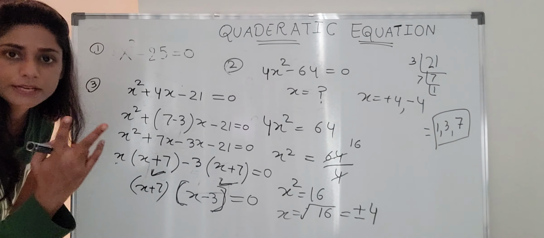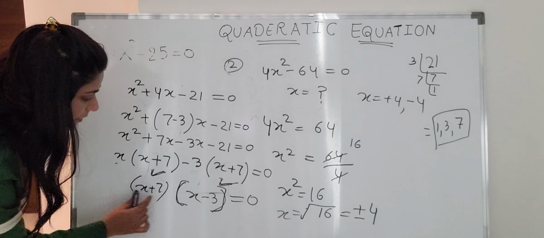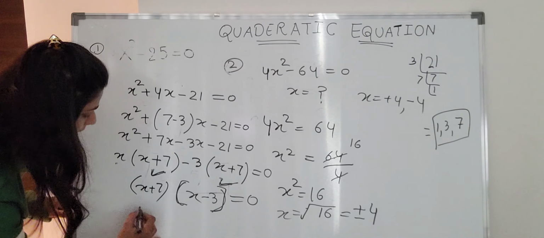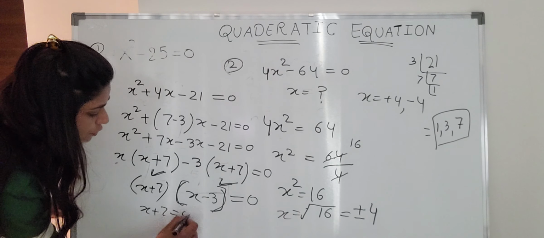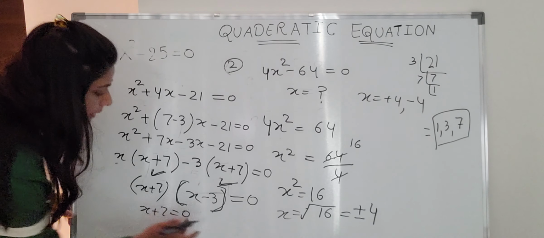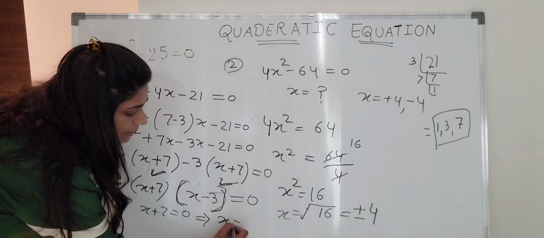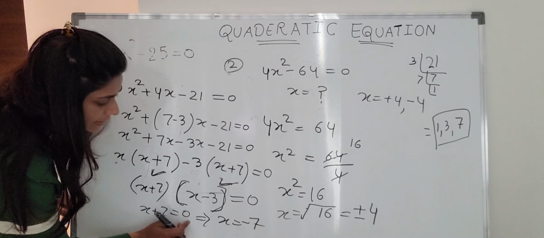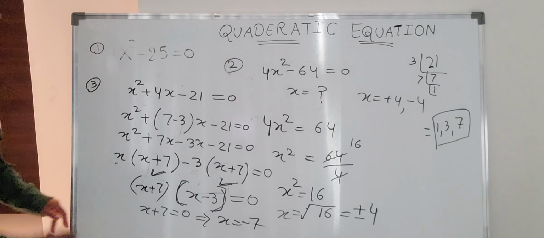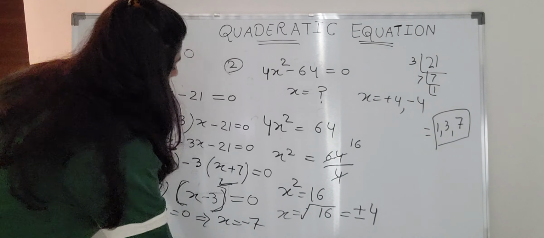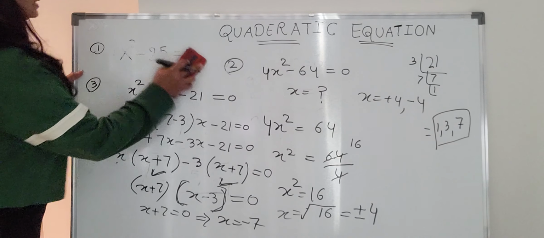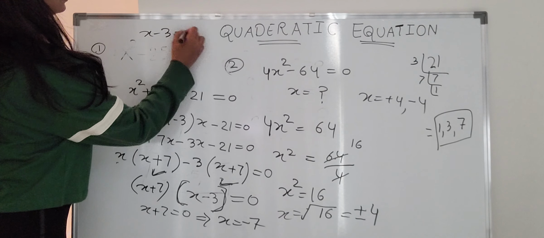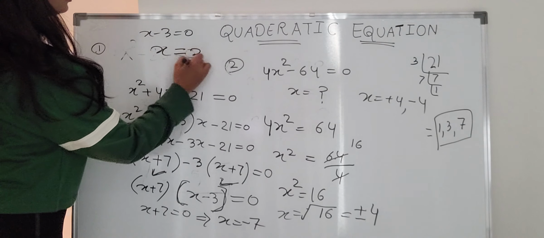So we have two values of x. If we take first x plus 7 equals 0, from here we get x value minus 7, because this 7 we are shifting to the right hand side, we will get minus 7. Now we take x minus 3 equals 0. From here, we are getting x equals 3.